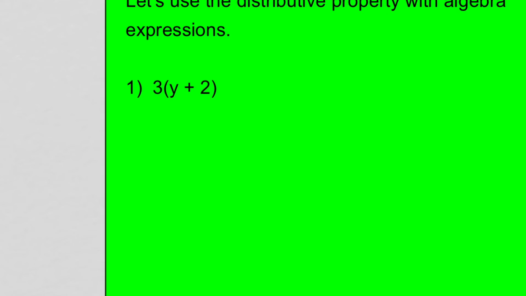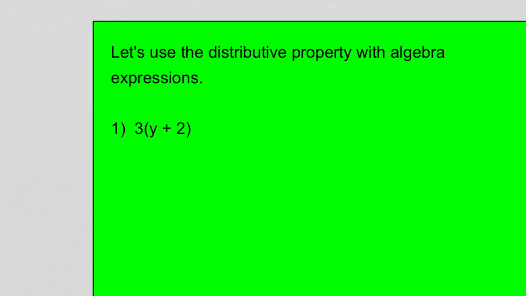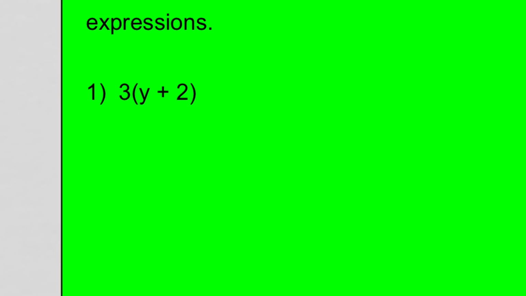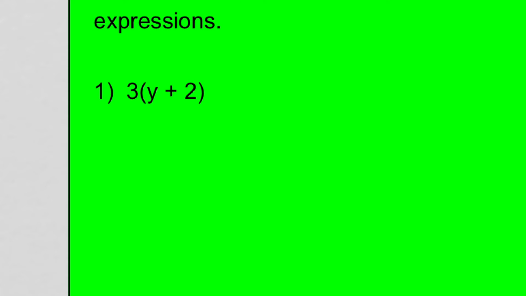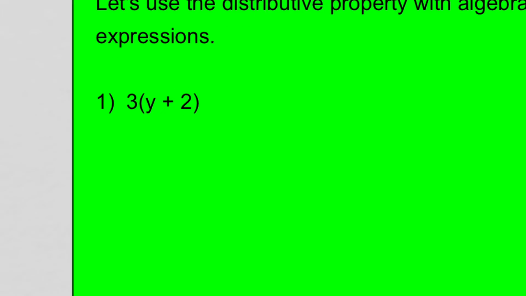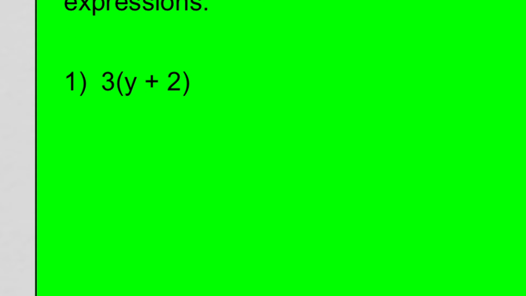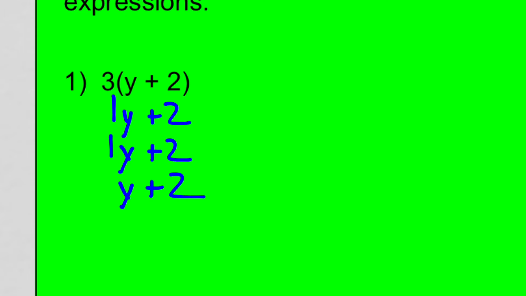Let's look at it with algebra expressions and apply the same thing here. So this first algebra expression is 3 multiplied by y plus 2. If we want to expand this expression and get rid of the brackets, we can think of this as 3 groups of y plus 2. So y plus 2, y plus 2, y plus 2. And remember, if there's no coefficient in front of the variable, there's a 1 in front.